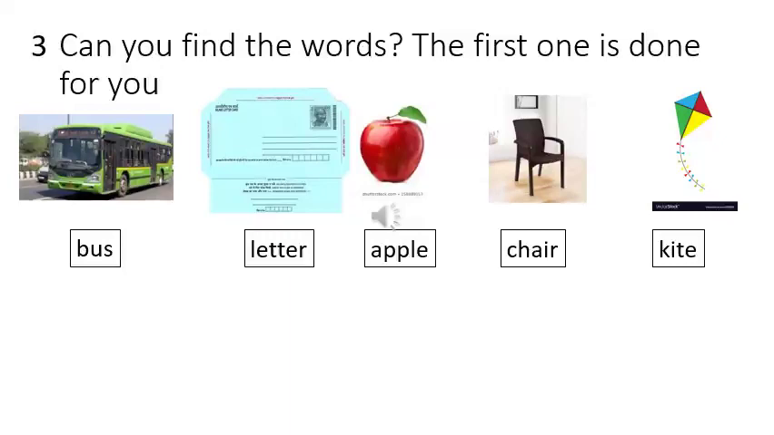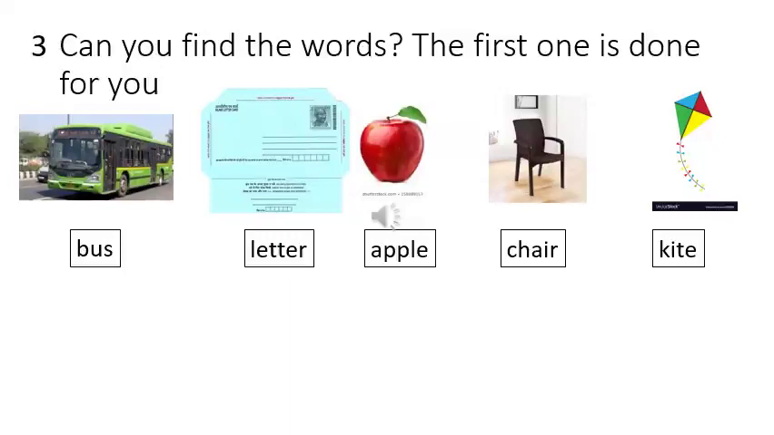Now, you have to remove the first letter of each word. The first letter of bus is B. The first letter of letter is L. The first letter of apple is A. The first letter of chair is C. And the first letter of kite is K.